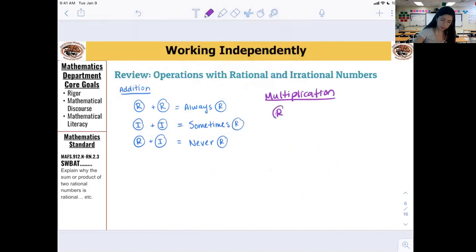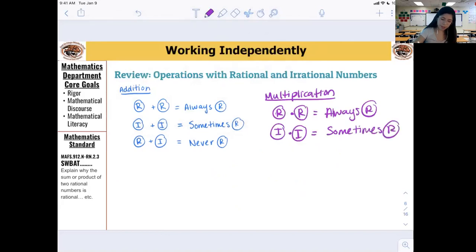So a rational number times a rational number is always rational. An irrational number times an irrational number is sometimes rational. But in this case, there's actually multiple exceptions. With addition, irrational plus irrational, once in a while you get 0. That's the only instance in which you have a rational answer. Everything else will always be irrational.